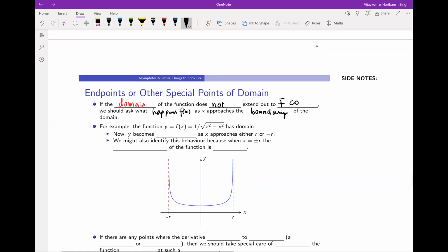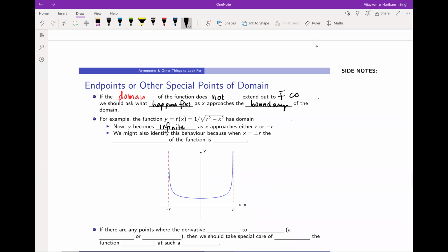Let's take y equals f of x, which is 1 upon r squared minus x squared. Now, if you look at this example, as you approach plus or minus r, y basically becomes what? Becomes infinite, right? Or rather, a proper way to say it is that y approaches infinity as x approaches plus or minus r. We may also identify this behavior because at x equals plus or minus r, the denominator of the function is 0. Therefore, it blows up to plus or minus infinity, right?